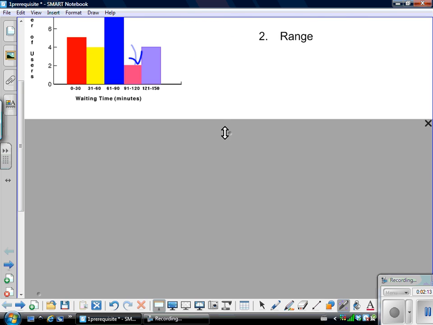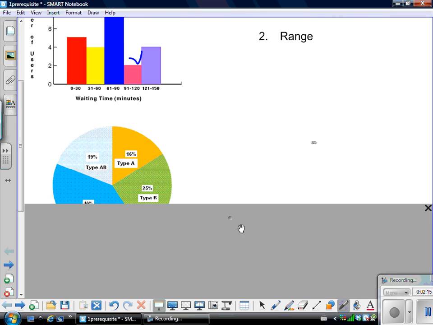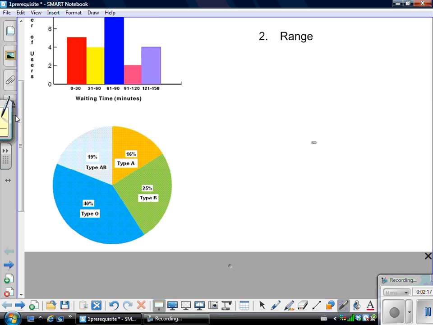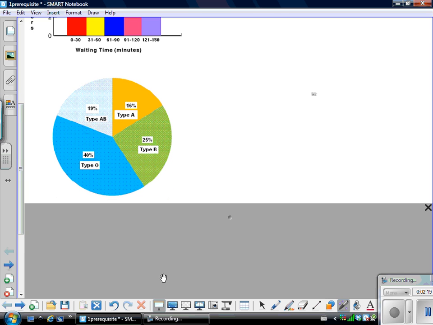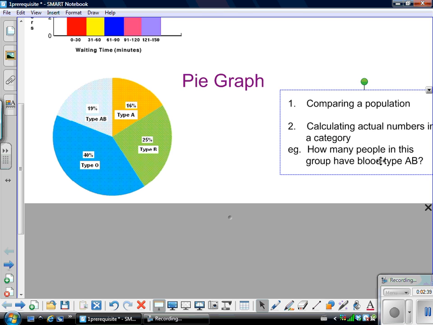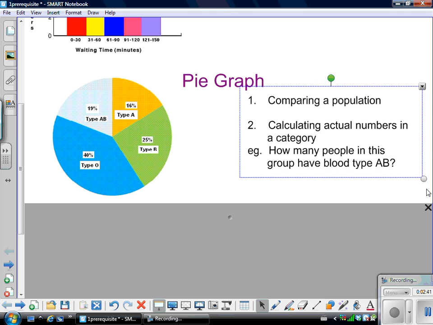The next type of graph that you have dealt with before is this circle graph. Now, some of these graphs, it's not just in math, you maybe have used them in science, geography, another wonderful place where you see these types of graphs. So obviously this is a circle graph or a pie graph, as we call them. And one thing that's very good for this type of graph is if I want to compare a population.